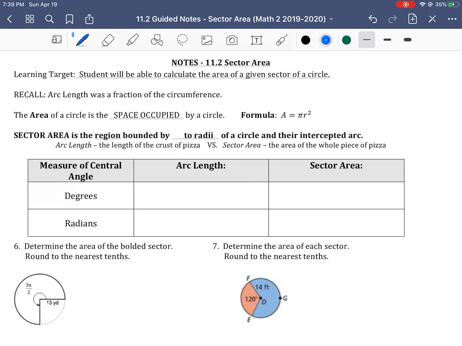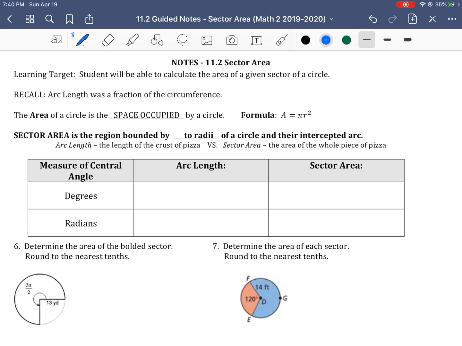So we'll make it through this one talking about sector area, and then your second assignment this week is going to be application problems related to sector area and arc length. And then we will begin to review for our mid-quarter exam. So let's talk about sector area.